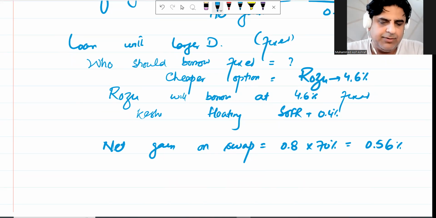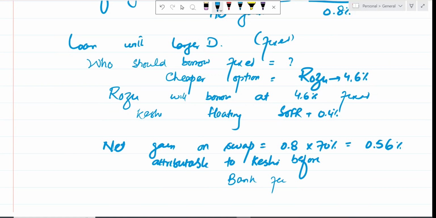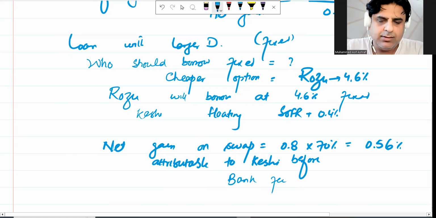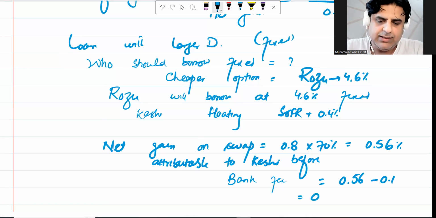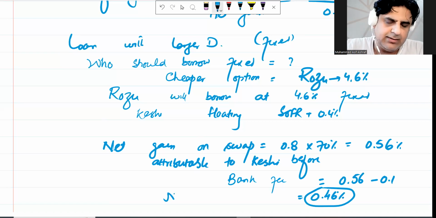This is the net gain attributable to 𝗜𝘁𝗃 before bank fee. Before bank fee. And after bank fee, deduction of 0.1 also. So the net gain to 𝗜𝘁𝗃 is 0.46.